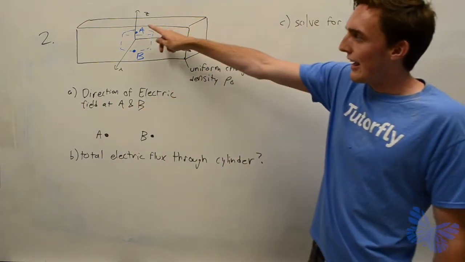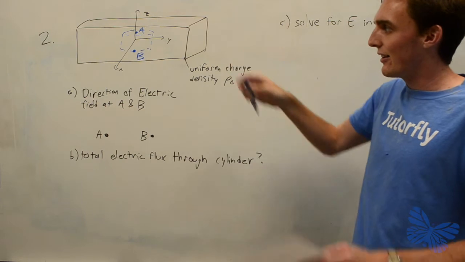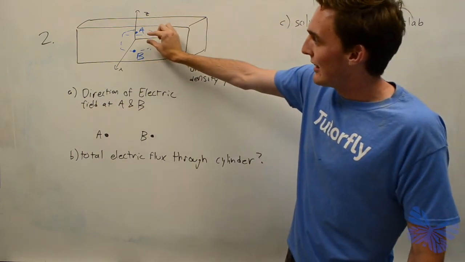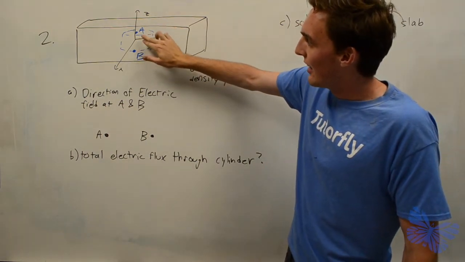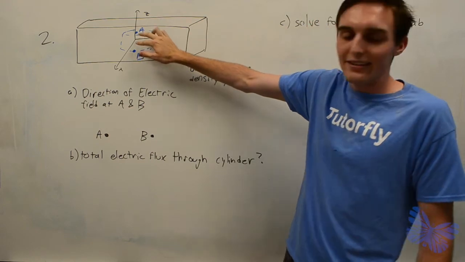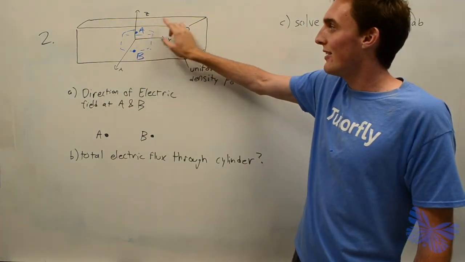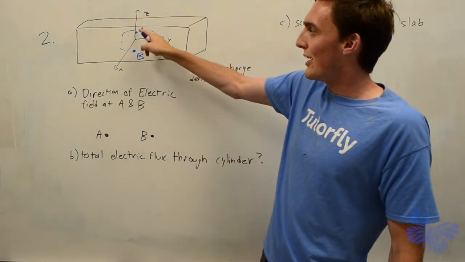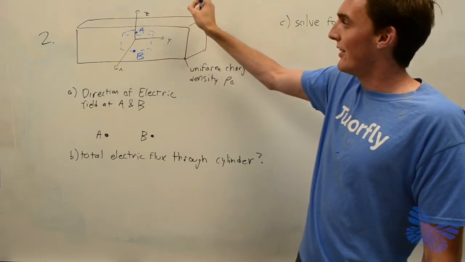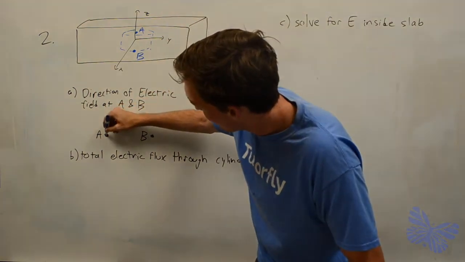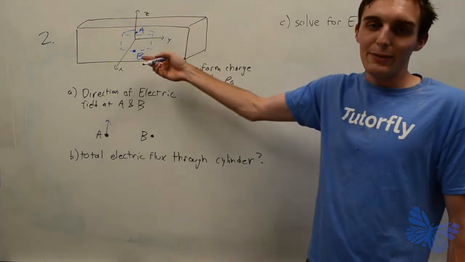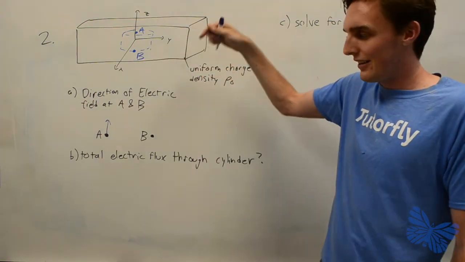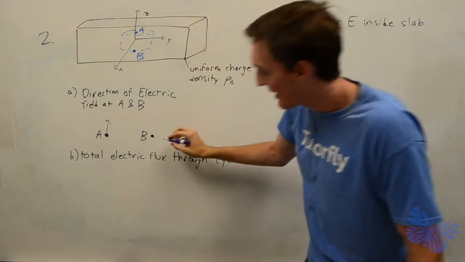And so if you look at A here, you can basically tell, okay, so there's going to be a net positive charge inside of the cylinder. And so on the top here, it has to point out of the cylinder, so it's going to point upward. And then for the bottom, it's the same line of thought, but instead of going up, it's going to be going down.